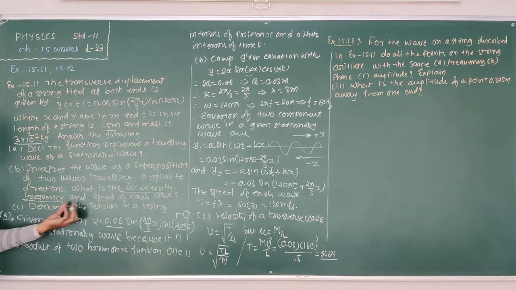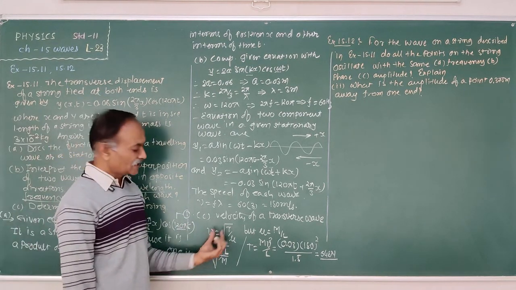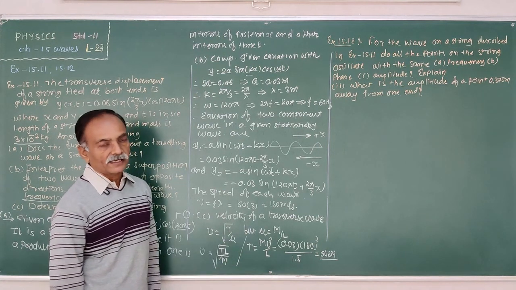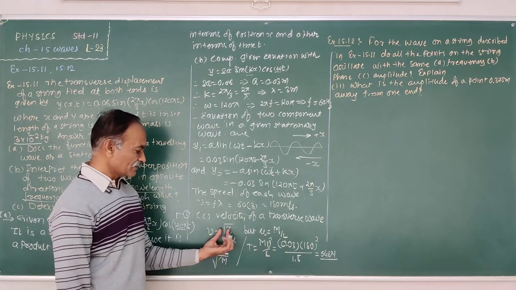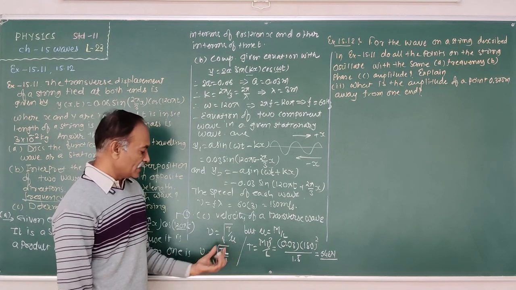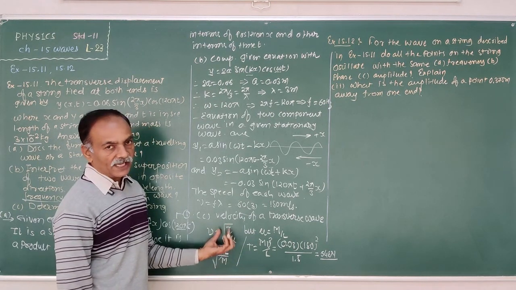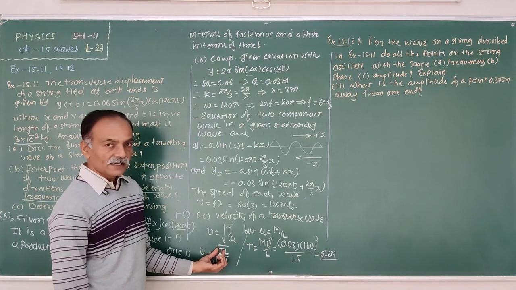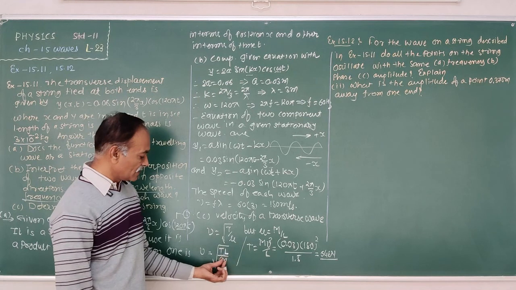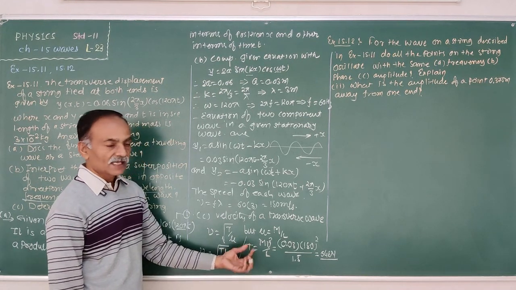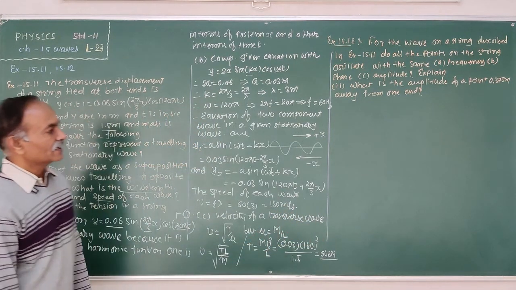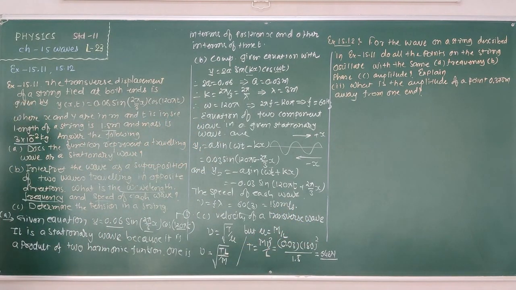Now third part, determine the tension in a string. So the velocity of a transverse wave on a string, v is equal to under root of T upon mu, but mu is equal to m upon l. Therefore, substitute the value of mu as m upon l. Therefore, v is equal to under root of T l upon m. Now, squaring the equation, we get T is equal to m v square upon l. Substitute the value of mass, speed, and length. We obtain the tension in a string is 648 Newton.